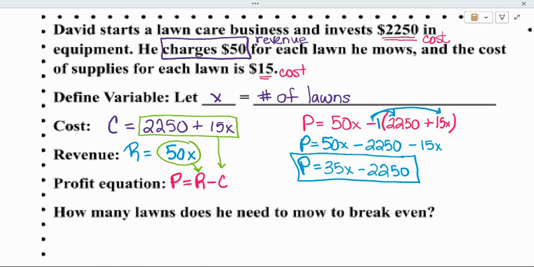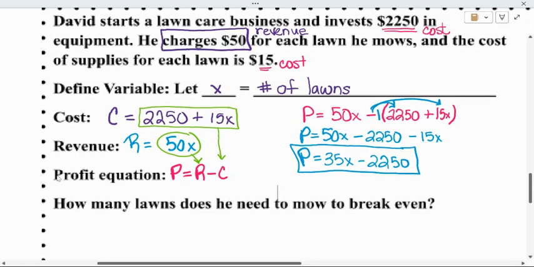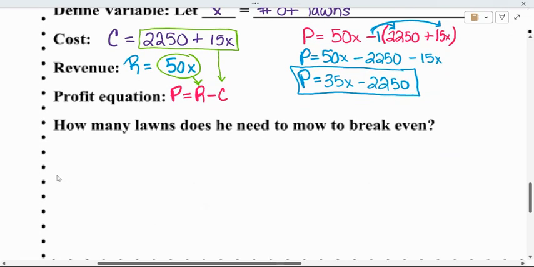Does that make sense? What do you think, Michelle? Good? Okay. How many lawns does he need to mow to break even? So Victoria, look at the front. What does it mean to break even? Break even means what? Yeah, our costs are equal to our revenue. So that means that my cost equation, 2,250 plus 15x, has to equal my revenue, which is 50x.